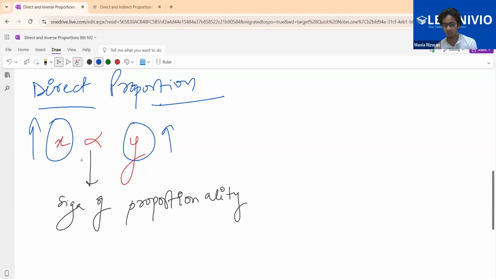Is this clear, guys? What does the proportionality sign mean? That something happening on the left side would also happen on the right side.